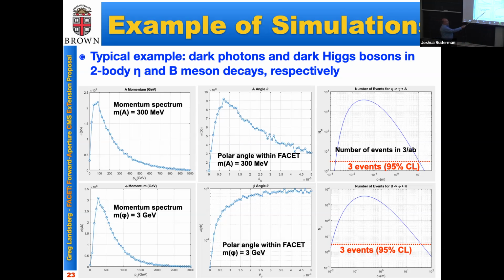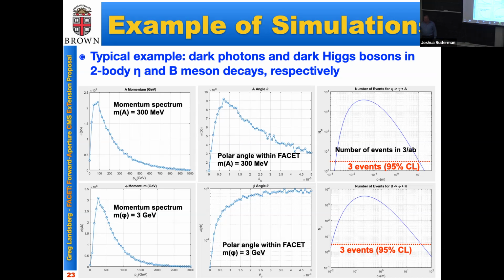If we look at the dark Higgs with, say, 3 GeV mass, which will be produced in B meson decays, then the spectrum is even hotter. It's about 250 GeV. And the polar angle basically is much more flat. But again, with 5 milliradians, which is the edge of this curve, we cover a rather significant fraction. And that's how the number of events looks for the dark Higgs.